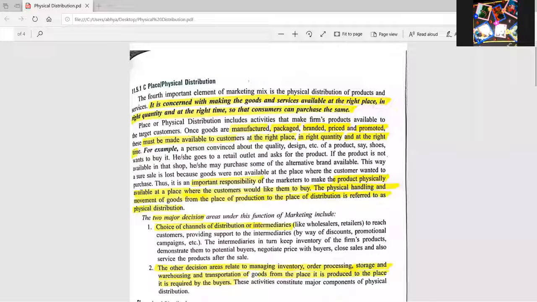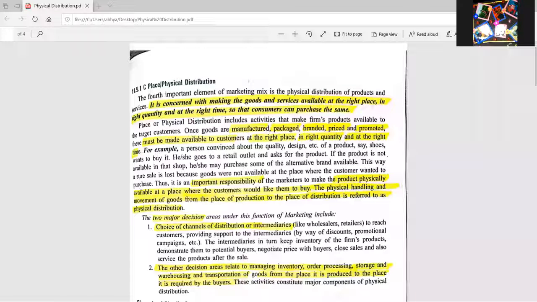Okay. So in this physical distribution, many things are decided. Once the goods are manufactured, packaged, branded, priced and promoted, then they are to be made available to the consumers. When a person is convinced about the product, like by following the promotion mix you have done the promotion of the product, you have told everything about your product to the consumers, and the consumers are there in the market to buy the product, but you have not considered this element of marketing mix. So in that case, your product cannot be sold.